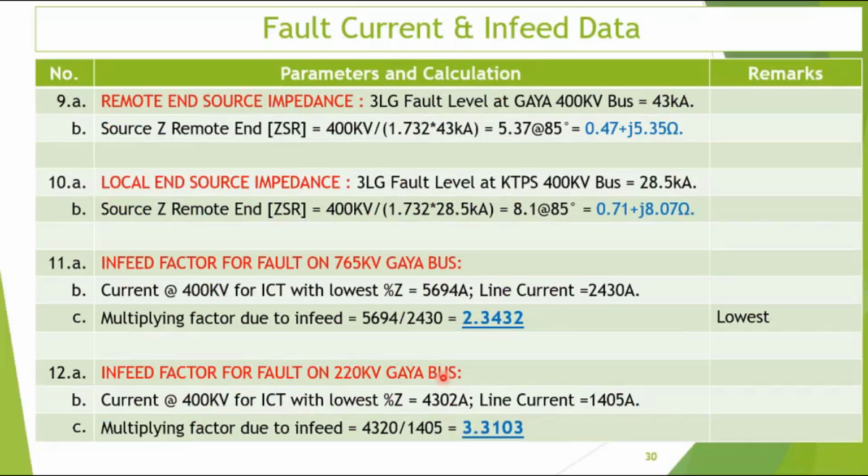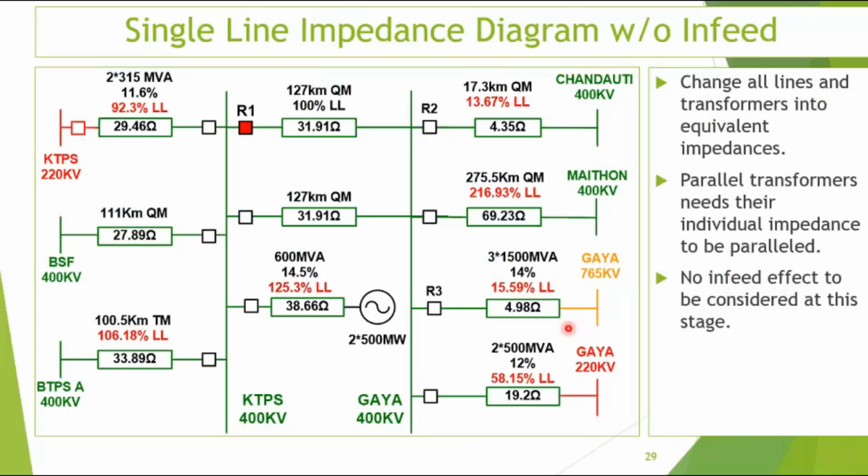Impede factor for 220 Goya bus is 3 point something, more than 3. So this is the lowest. So this is what we need to be careful about. We need to check the encroachment on the 765 Goya bus because the impede factor is also less, and the impedance factor is also less. This is the lowest impedance. So all the encroachments will first encroach either on this, which is the lowest, very low, or on this. So for a fault at 765 kV Goya bus, this relay can operate before any other thing operates.